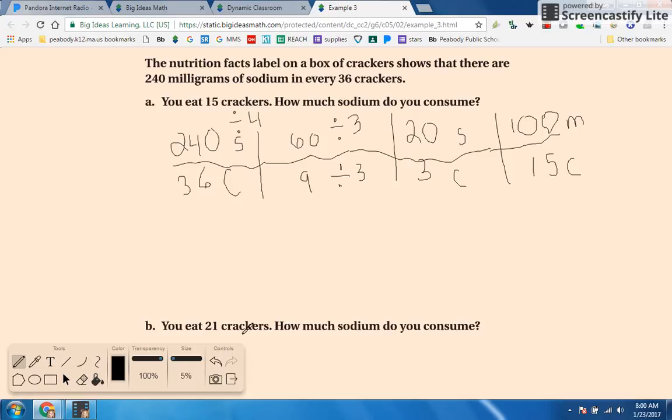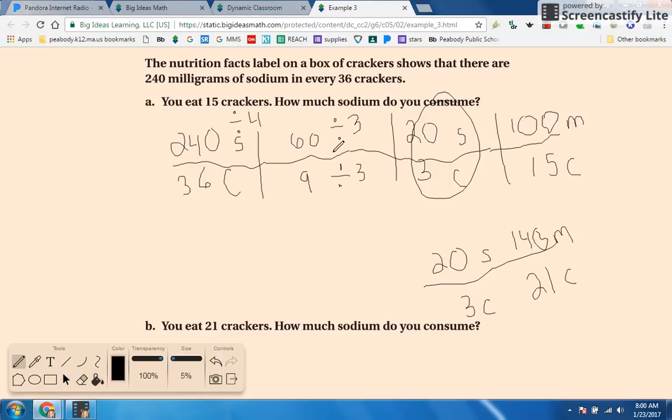Okay, so now I could do the next one a lot easier. You eat 21 crackers, how much sodium do you consume? Well, we already have it in simplest form right here, so I'm going to use that. I'm going to rewrite my simplest form from the first part: 20 milligrams of sodium in 3 crackers. And then it says, how much sodium do you consume for 21 crackers? So I'm going to put the 21 on the bottom next to crackers. 3 times 7 is 21. So I'm going to do 20 times 7, which is 140. So if you have 21 crackers, then you have 140 milligrams of sodium or salt.